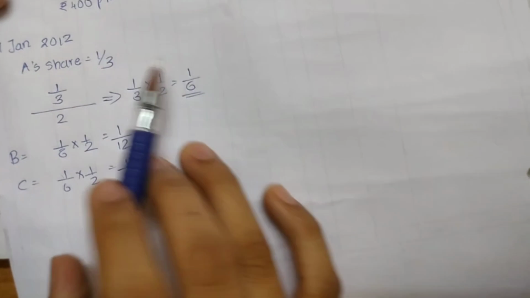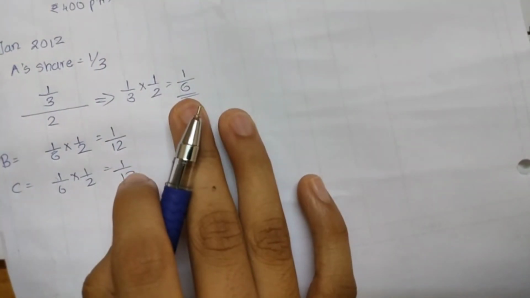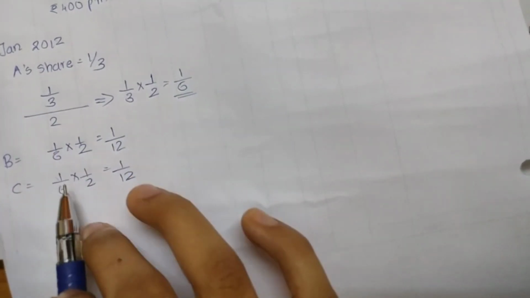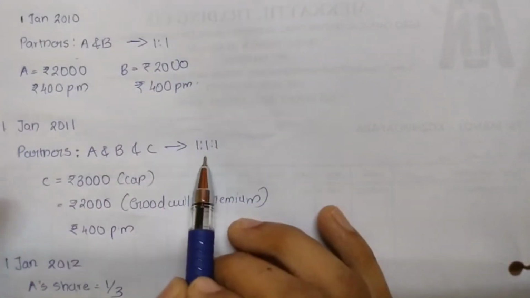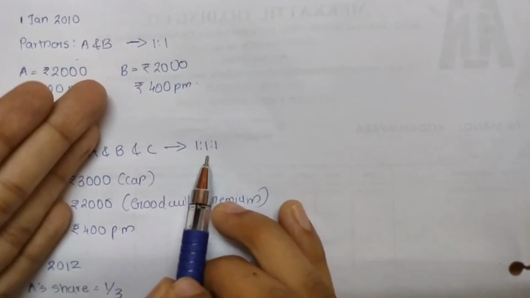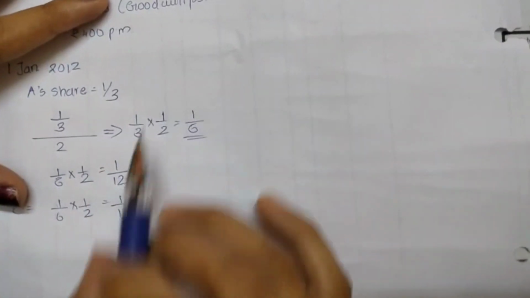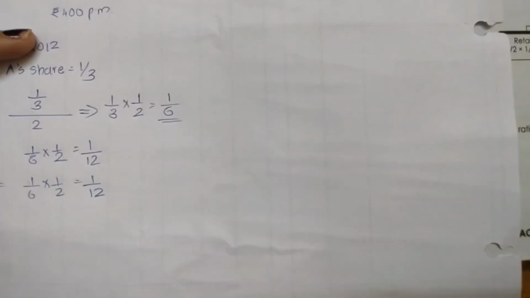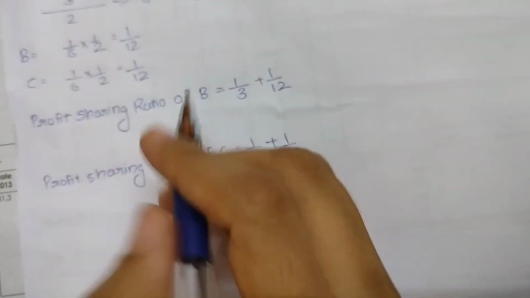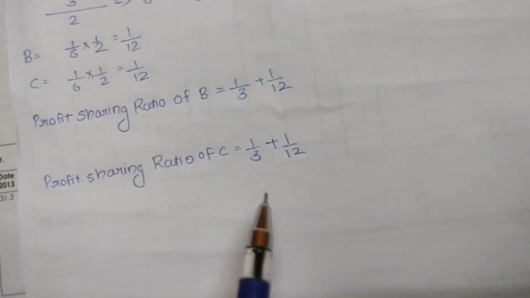Okay, now B and C got 1 by 12, 1 by 12 from A's share. Now let's add this portion to B's and C's current capital. So B's current share is 1 by 3 and C's current share is 1 by 3. So add this 1 by 12 to this 1 by 3 of B and C. Okay, so that will be their profit sharing ratio now. So what will be the profit sharing ratio of B and C now?